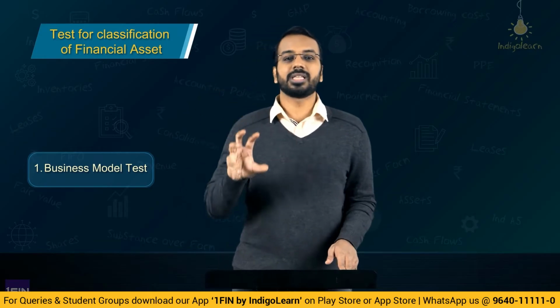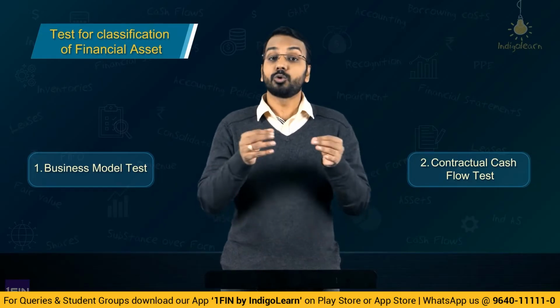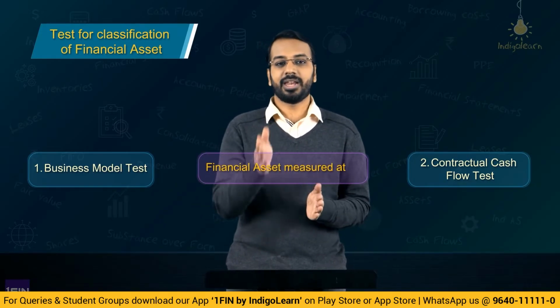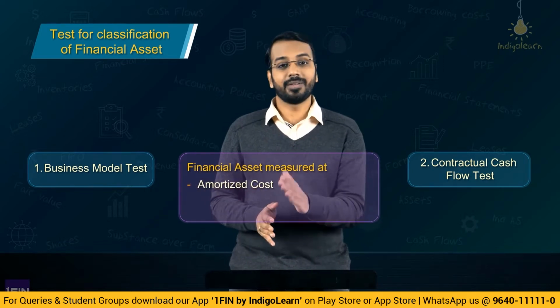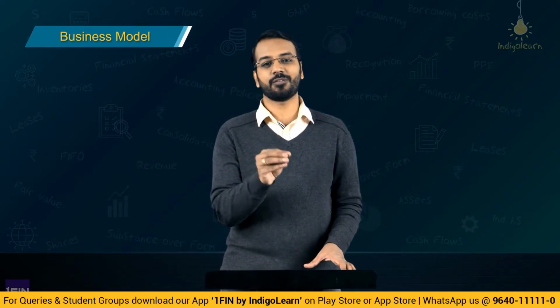Now, what the standard says is, to classify, you have to look at the intention of the entity, and the standard suggests two tests. The first test is the business model test. Basically, how is the business model structured? How does the entity handle and manage those financial assets? That is the first part. The second part is the contractual cash flow test. These are the two tests that we need to look at to classify financial assets as measured at amortized cost, fair value through OCI, and fair value through P&L. Let us now understand the concept of business model and how it impacts the classification of financial assets.